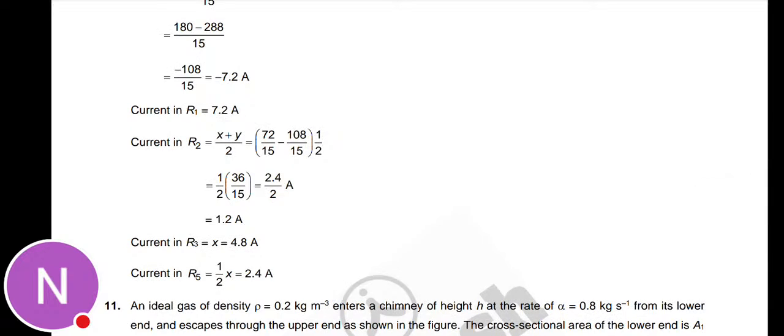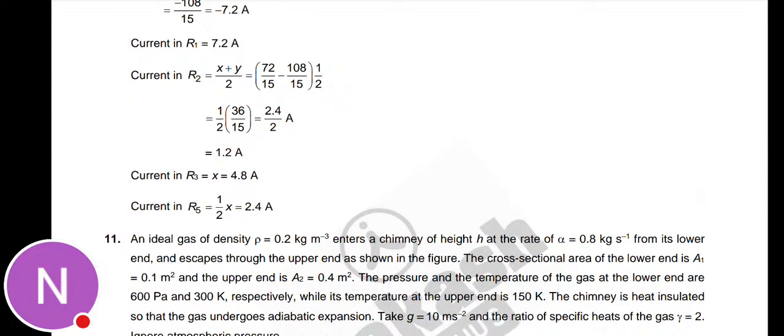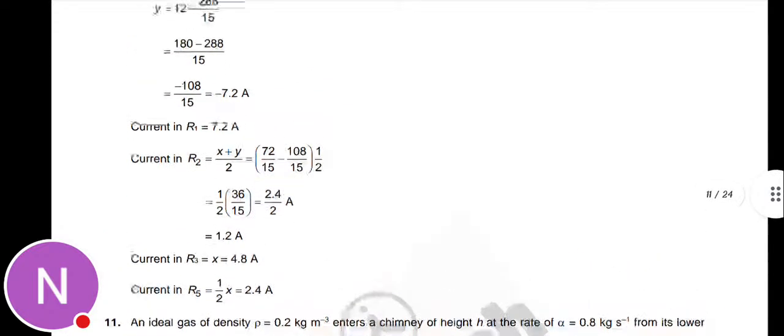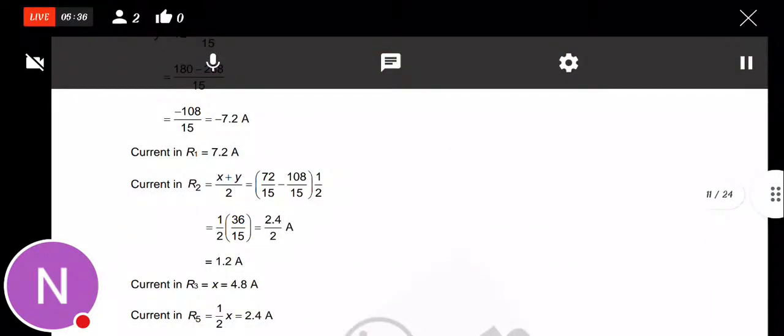Now for R2, the current is (x plus y) by 2, that is 72 by 15 minus 108 by 15, into 1 by 2. That is 1 by 2 into 36 by 15, that is 2.4 by 2 ampere, so we will get 1.2 ampere. For R3, the current is x, so we will get 4.8 ampere. For R5, 1 by 2 into the x value we have got, 72 by 15, if we do that, we will get 2.4 ampere as the answer.